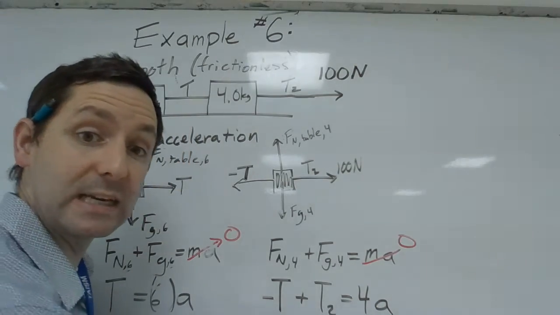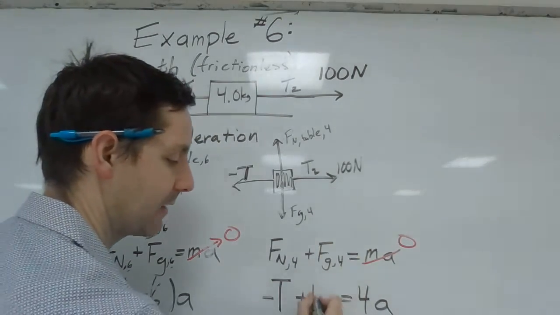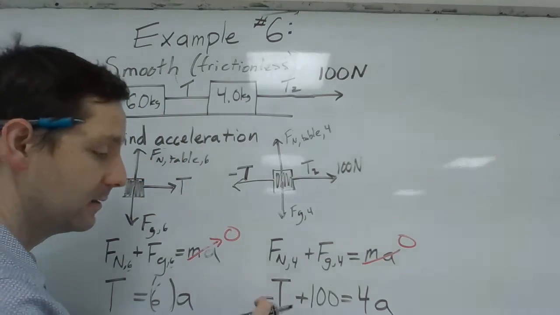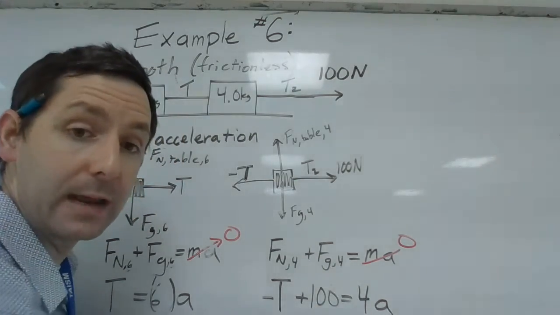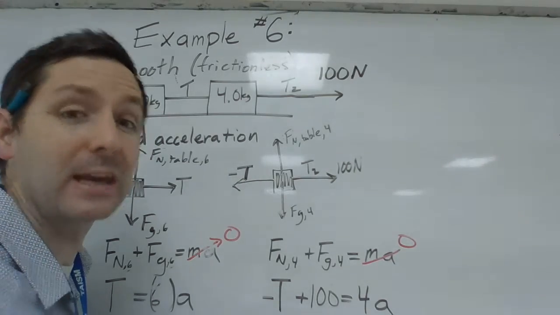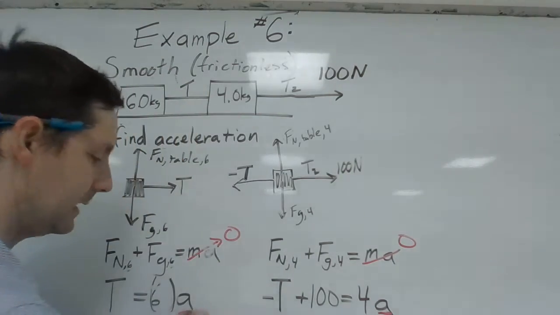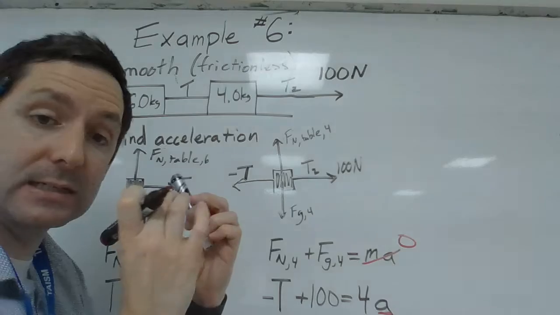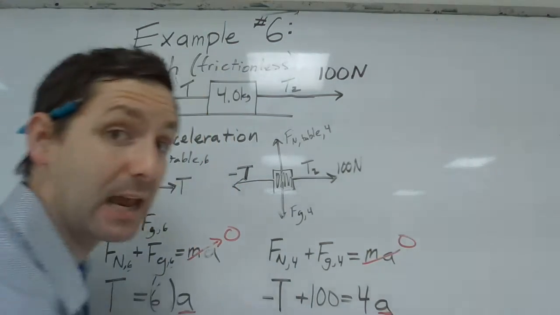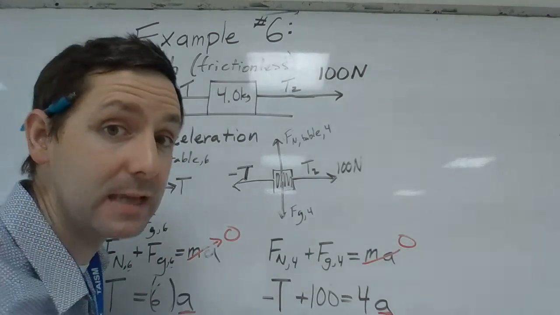Now, we also know T2, right? So I'm going to go ahead and take out the T2. We had actually already identified it as being 100 newtons. So at this point, we've got negative T plus 100 equals 4a. Now, you may notice, yeah, you've got two variables again, Mr. Bywater. Yes, I do. However, this acceleration is the same for both blocks. They're both connected. They're both going to be moving at the same rate. Their speed is going to be changing exactly the same. And so we do have two a's, but they're both the same a.